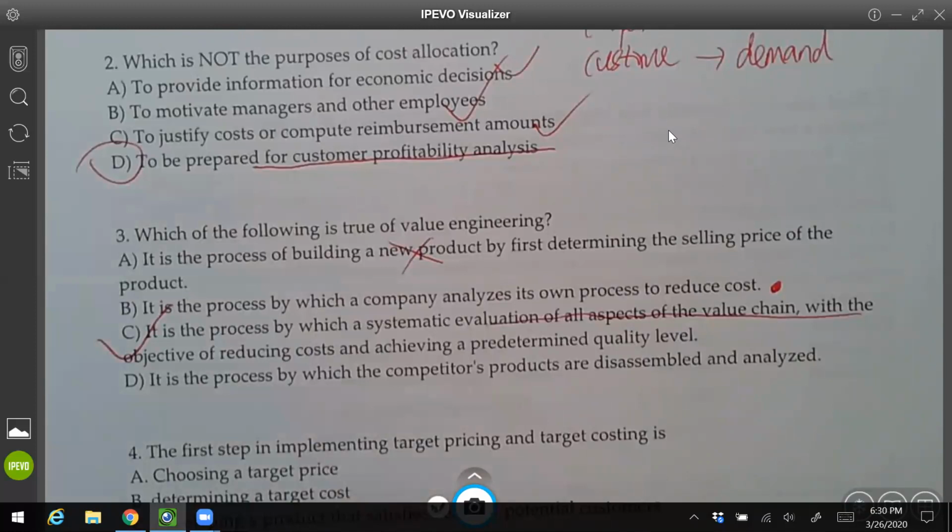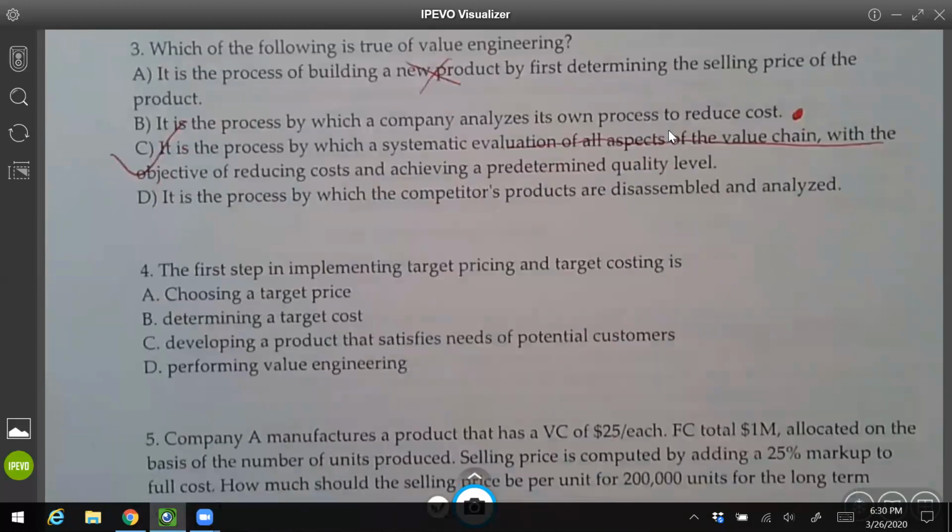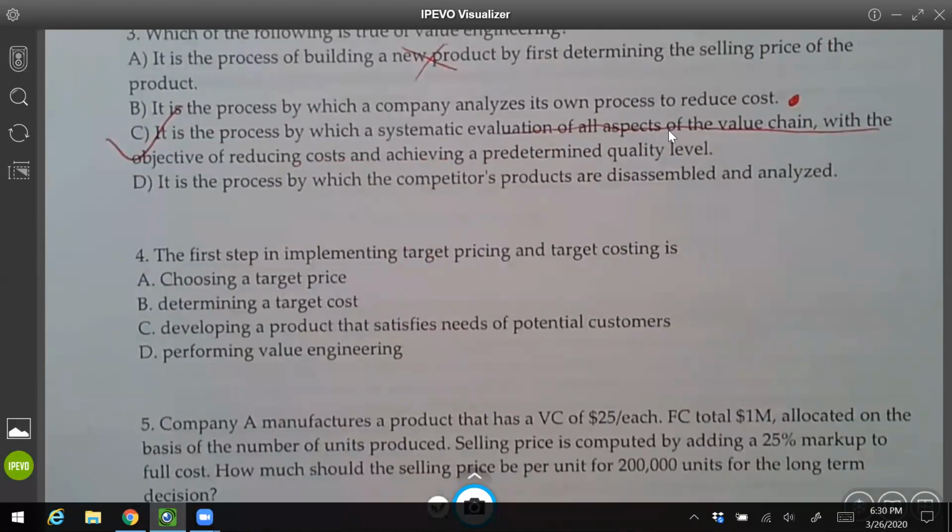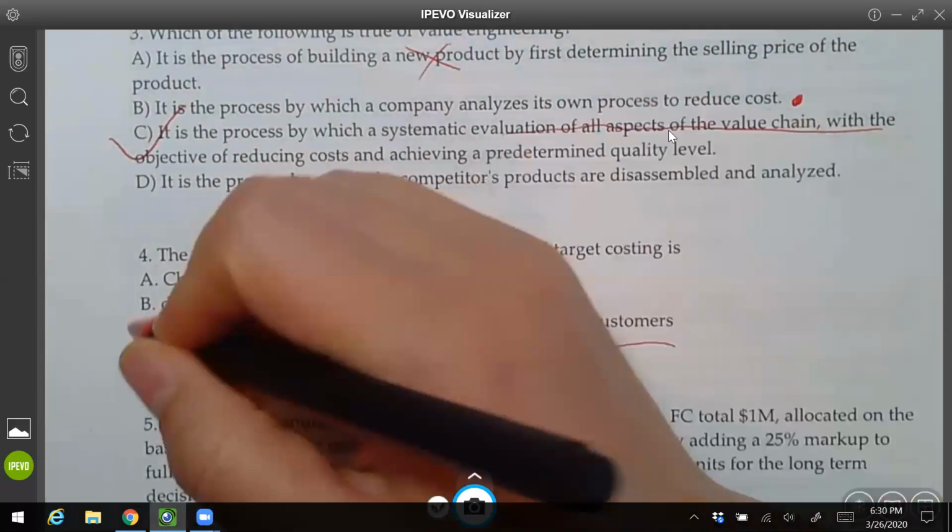The first step in doing target pricing, we talked about that in the video. I said you first need to get a product that will meet customers' demand. Okay, so the answer is C.